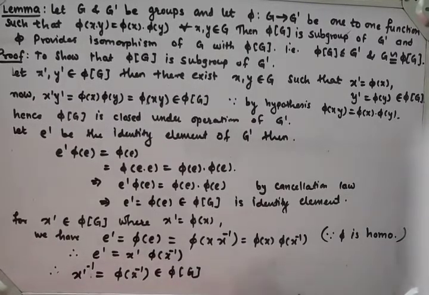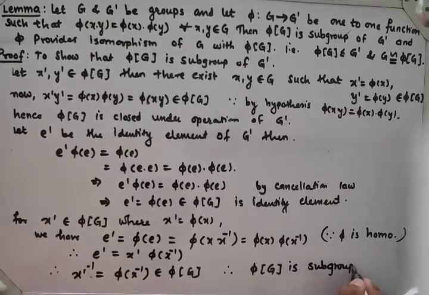Means all properties of a subgroup are satisfied. Therefore phi of G is a subgroup of the group G dash. So phi of G is a subgroup, meaning first phi of G is a subset of G dash, and it satisfies all properties of a group. So that's why we say that phi of G is a subgroup of G dash.